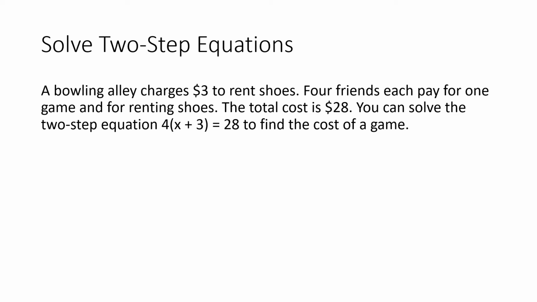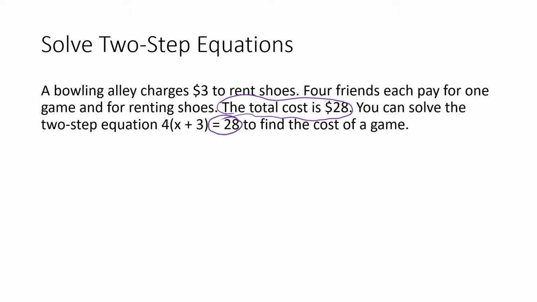You can solve the two-step equation 4 times open parenthesis x plus 3 close parenthesis equals 28 to find the cost of the game. But before I do that, although we were given the equation, let's go ahead and see if we can figure out the components of this equation. So let's do like we were doing in our last lesson. Where is our equal sign? So here it is. The total cost is $28, and that matches this part of the equation.